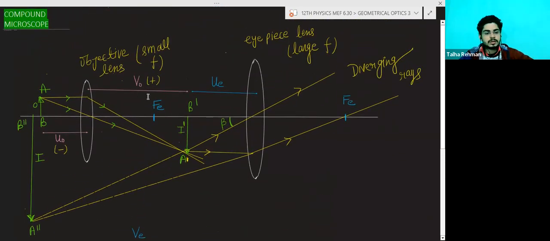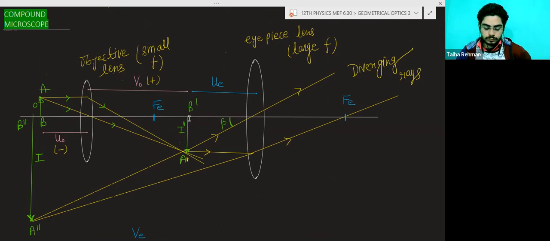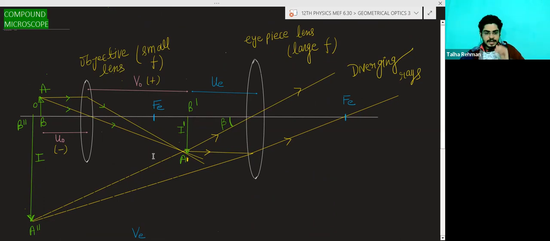So it will be v naught by u naught. There is one more formula for the magnification: height of the image divided by height of the object. So for this lens, the height of the image is a dash b dash, and this is below the principal axis, so it will be taken as negative. So you will write minus a dash b dash divided by ab.